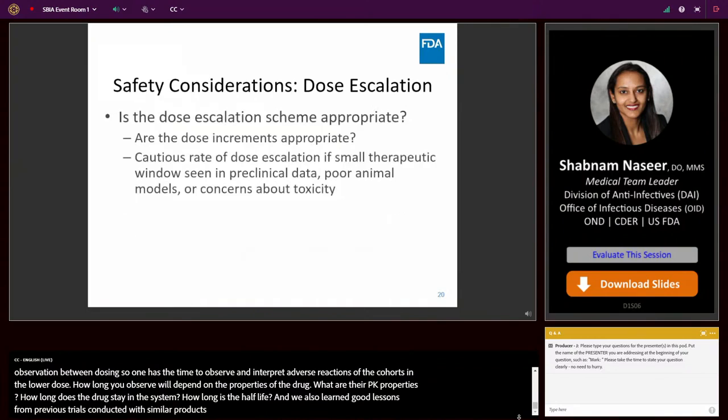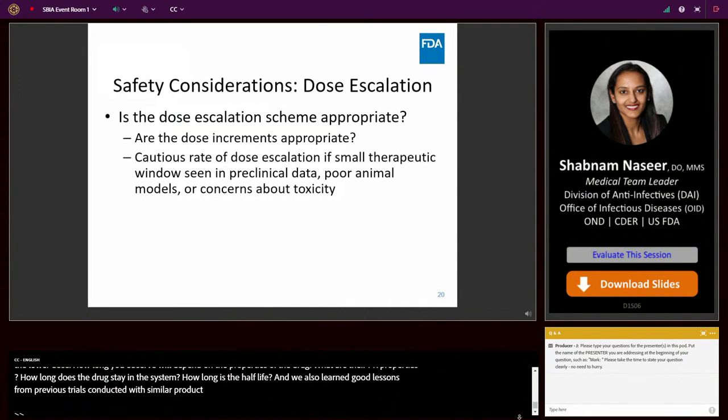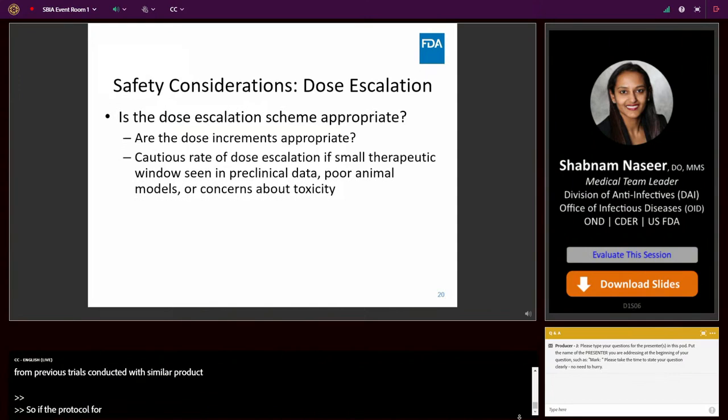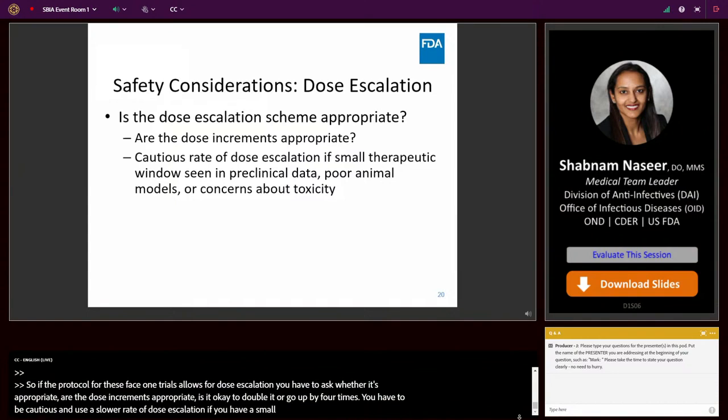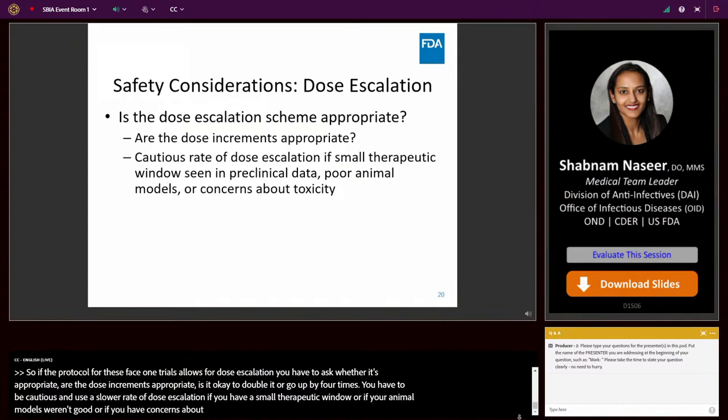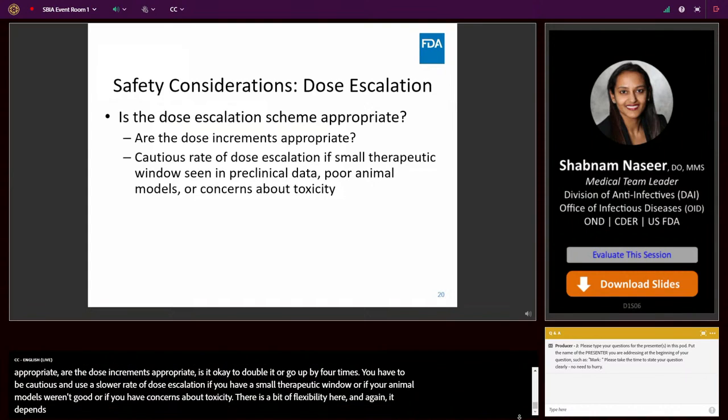So if the protocol for these phase 1 trials allows for dose escalation, you have to ask whether the dose escalation is appropriate. Are the dose increments appropriate? Is it okay to double it or go up by 4 times? You have to be cautious and use a slower rate of dose escalation if you have a small therapeutic window, or if your animal models were not very good, or if you have any concerns about toxicity. There's a bit of flexibility here, and again, it depends on your specific product, on your target, and toxicities seen in the animal studies.